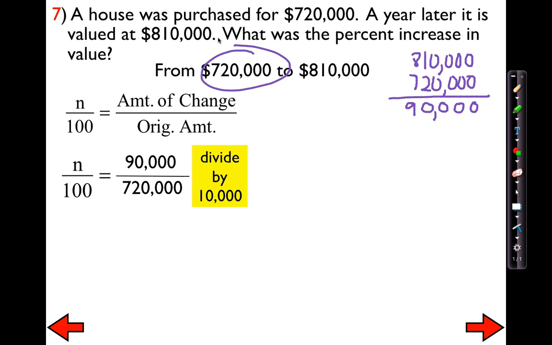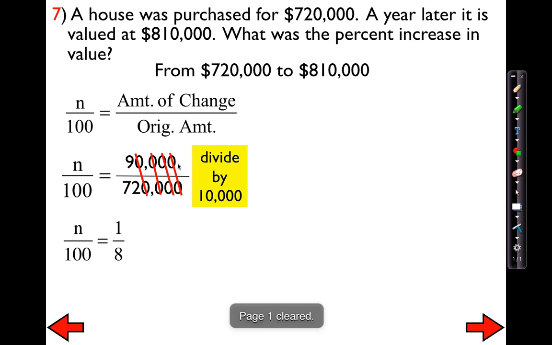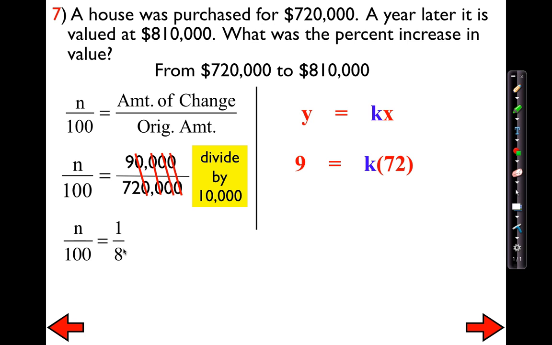Now here, if you divide both by 10,000, it would eliminate both of these zeros, leaving me with 9 over 72, and if you reduce both by 9, you would end up with 1/8. So here is one way to do it, or you can use the equation. This was my amount of change, and technically it's 9,000 and 72,000, but since they're all in thousands, we can just consider it as 9 and 72. If you divide both sides by 72, you still end up with 1/8.